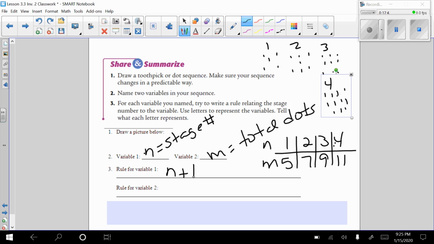That's what I said variable 1 meant. The rule for m was to get to the total. So in this case, I have to find the change. So that means 2 times the stage, because it changed by 2 from 5 to 7. If I substitute in 1 for n, 2 times 1 is 2. I have to add 3.